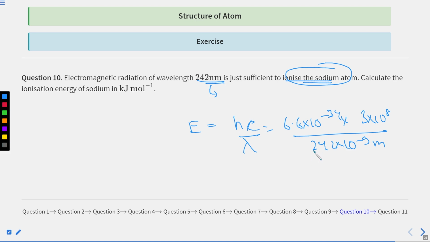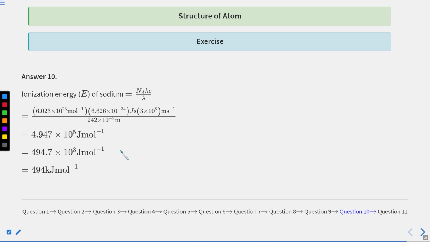Okay. So for a mole, what will we do? That means for 6.022 into 10 to the power 23 atoms, we'll simply multiply it with 6.022 into 10 to the power 23 to get the energy required for pulling electrons from 1 mole of sodium atoms. So we have done the same thing. First we have calculated the energy and we have multiplied it with Na. So for that we got 494 kilojoule per mole.